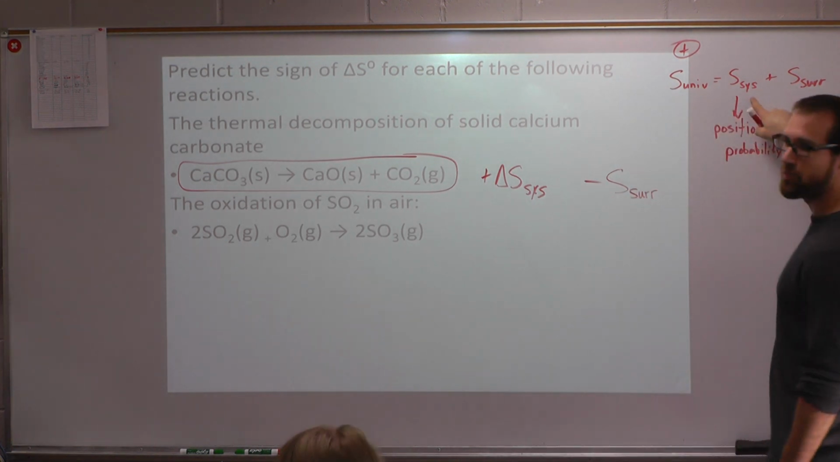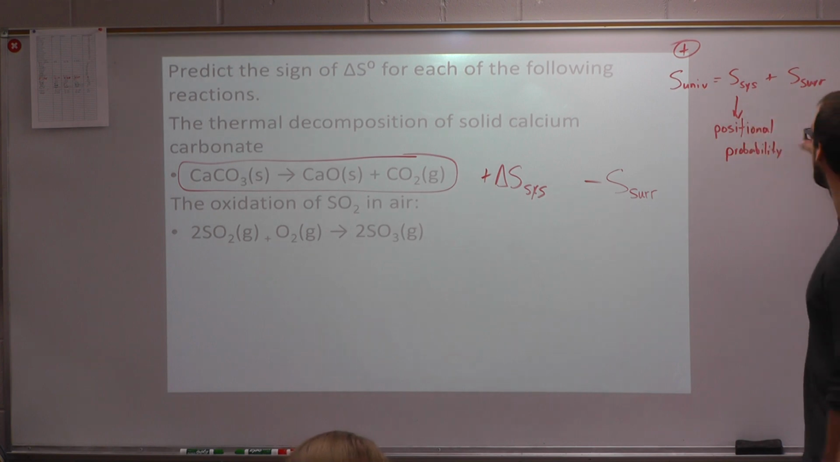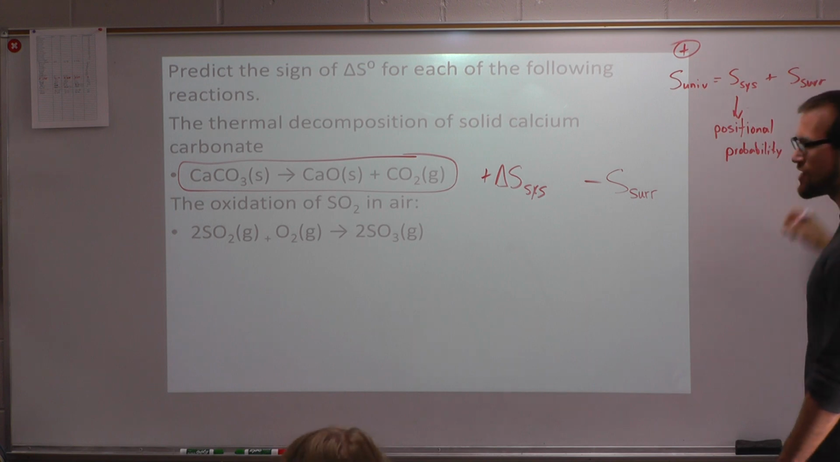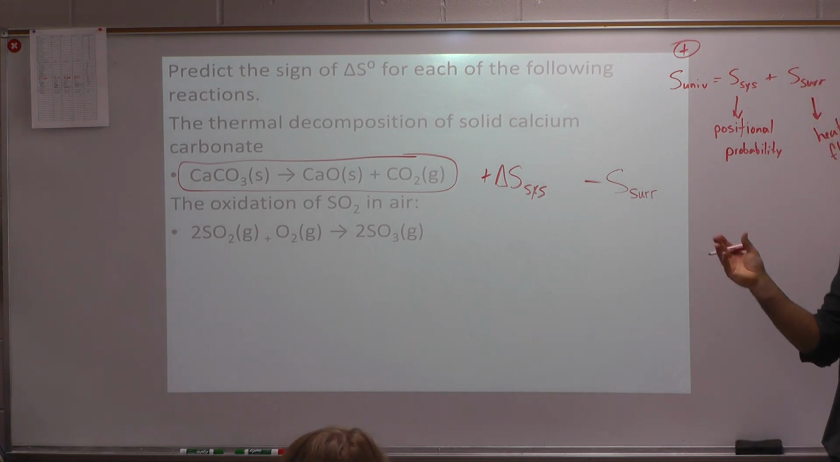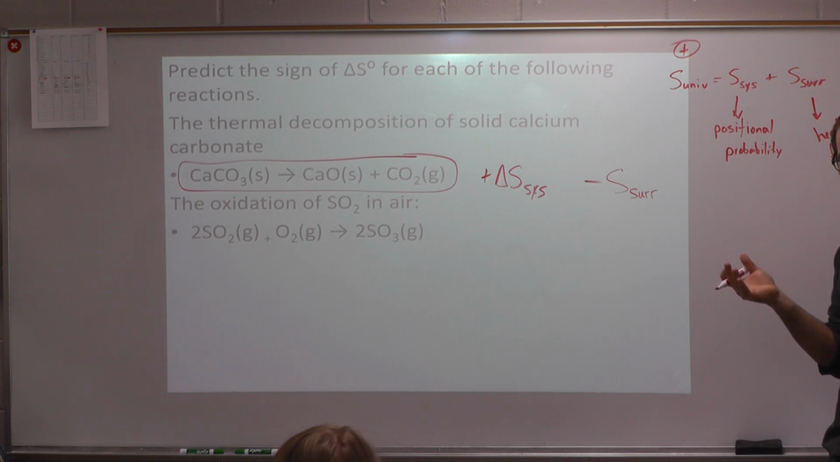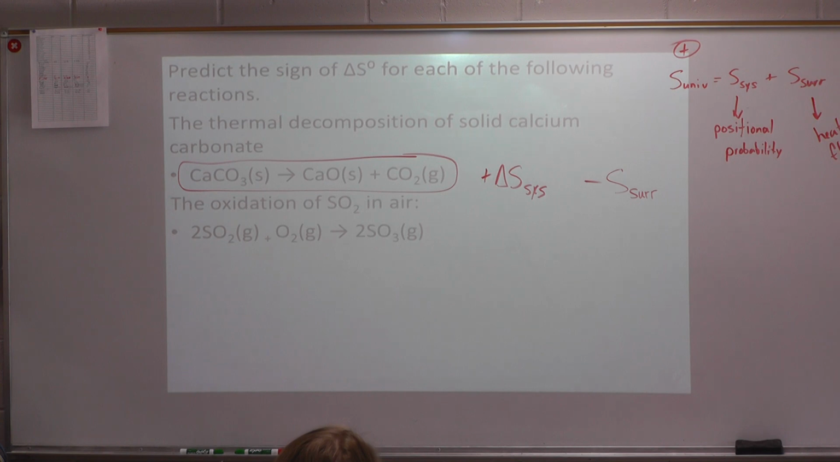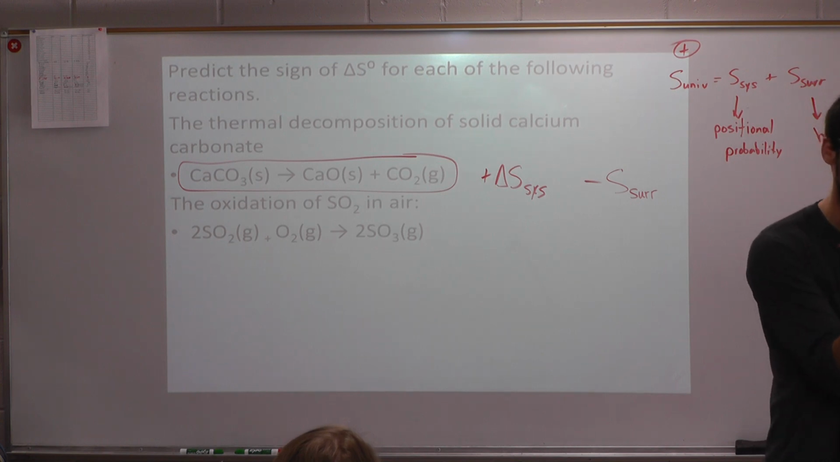Okay? That's primarily determined by positional probability. This is primarily determined by heat flow. What is our number one thing when we think about heat flow helping us determine something? Heat flow. What was the one thing that if we looked at something, it told us if it was exo or endo?